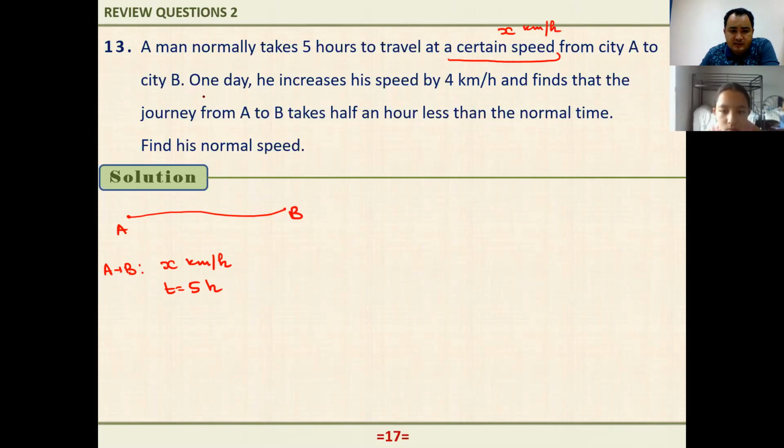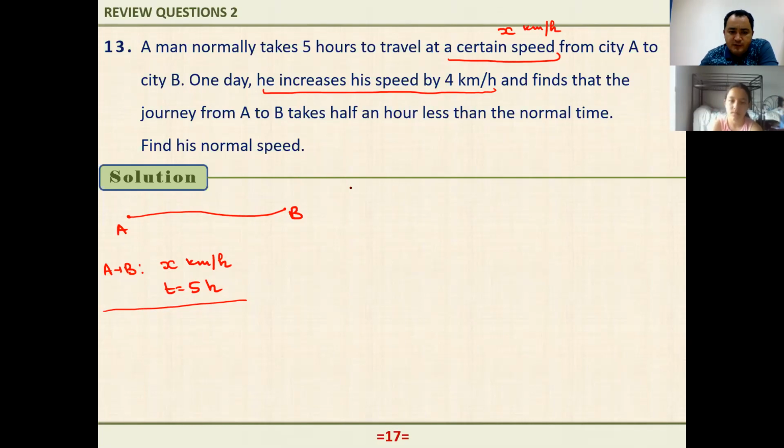Continue. Read the next second sentence. One day, he increased his speed by 4 kilometers per hour and... stop. Now let's say he increases his speed by 4 kilometers per hour. That is the first situation here. The second one, let me just write it down here. So now we are talking about the second situation. The second situation is saying that one day he increases his speed by 4 kilometers per hour.